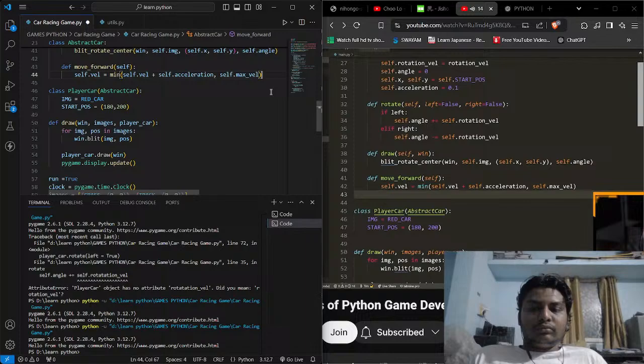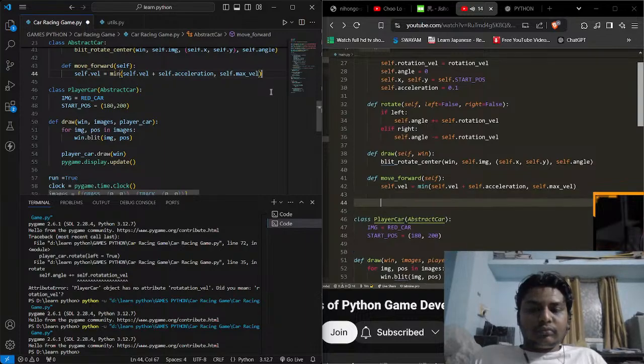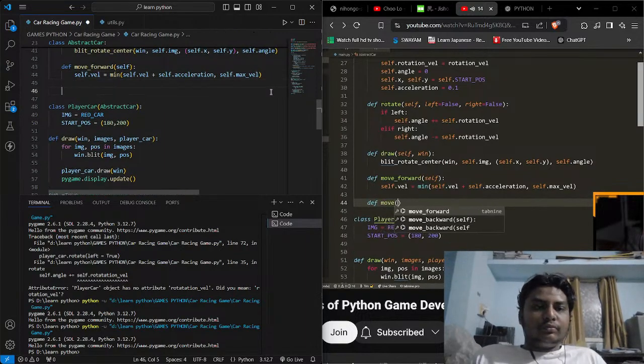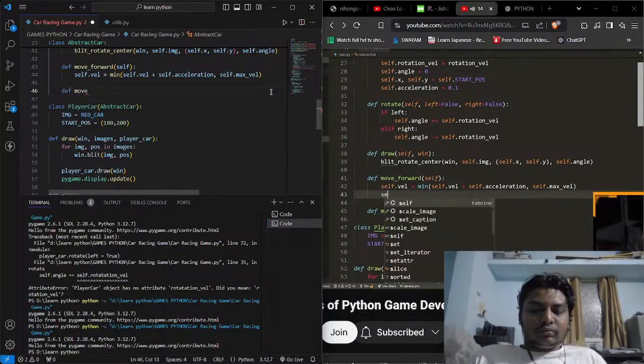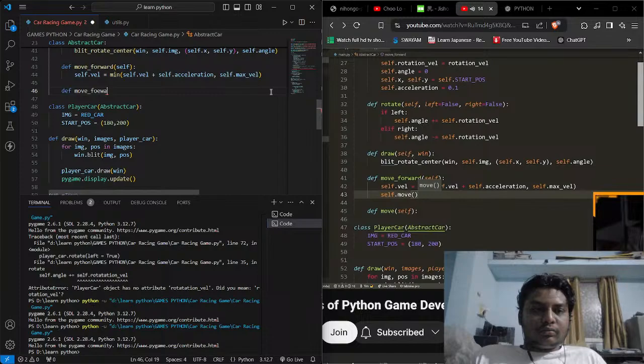Now, that's great, but we actually want to move the car forward. So to do that, I'm going to make a new method called move. I'm going to say define move like this. And inside of here, after I increase the velocity, I'm going to say self.move.